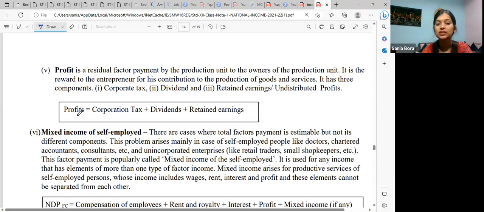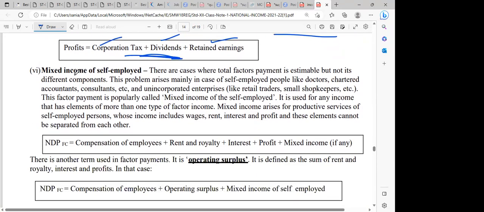So over here, these are the things. Profit includes corporation tax, dividend, or retained earning, which is also known as undistributed profit. So sometimes they give you the entry of profit, right? But sometimes they give you corporate tax and dividend only. So you're going to add these two, that will make your profit. Clear? Yes, ma'am.